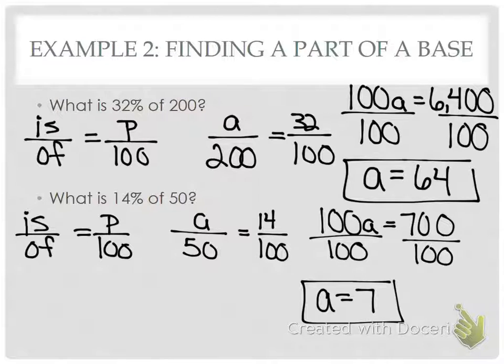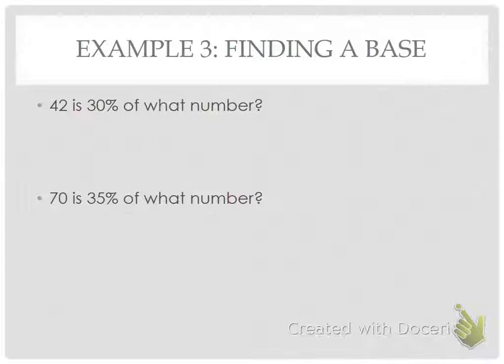All right, guys. Give you one guess. What's going to be in example 3? We're solving for B. We've solved for P. We've solved for A. Now what does it look like to solve for B? 42 is 30% of what number? So again, this jumps out at me. Of what number? I don't know my of. I don't know my B.